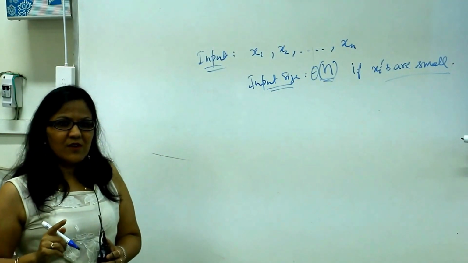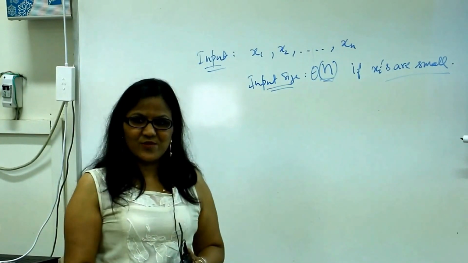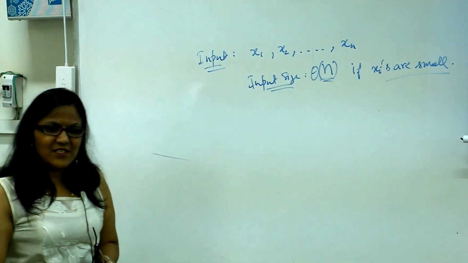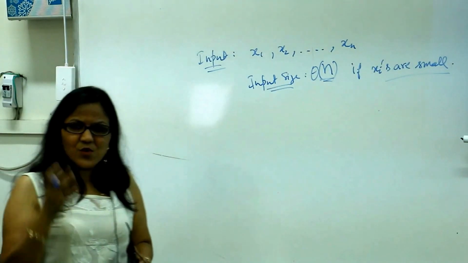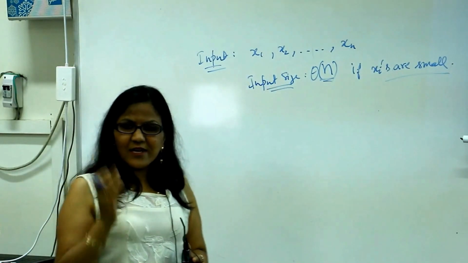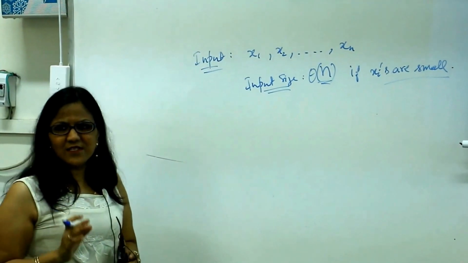So be careful. It's not that whatever be the problem, whenever you see n, it is the input size. It's not like that. Just think about how much space it takes if it is small, and most of the time, unless otherwise stated, it is assumed to be small. If it is large, then it will be stated.